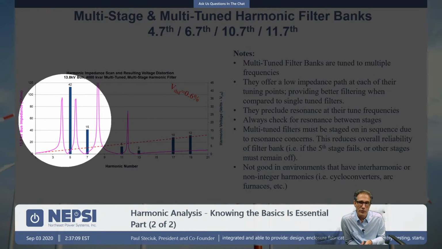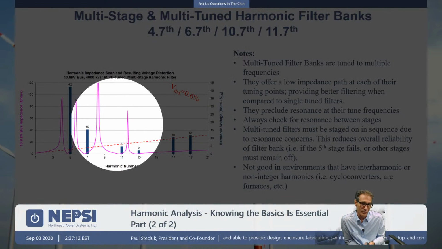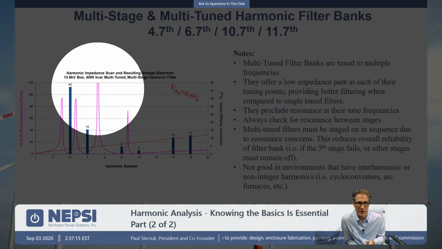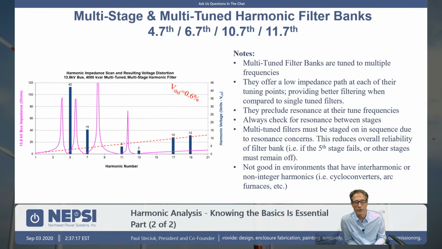If there were harmonic currents at those locations, it would obviously be an issue because it would be that current times that high impedance. So this is one of the concerns with multi-tuned filters. If you have any type of interharmonic resonance, it's an issue. So think about those conditions, cycle converters, arc furnaces, things like that that produce interharmonics are definitely of concern. And you can take care of that with a high pass or a C high pass type filters, and we'll touch upon that in a moment.